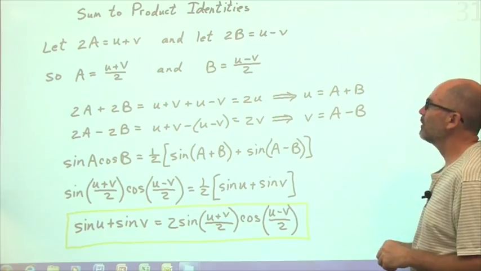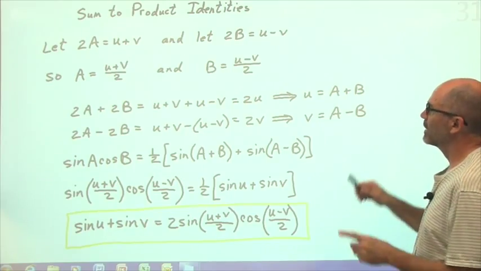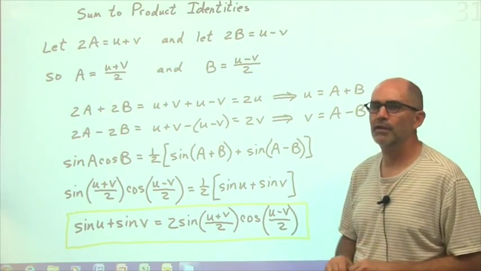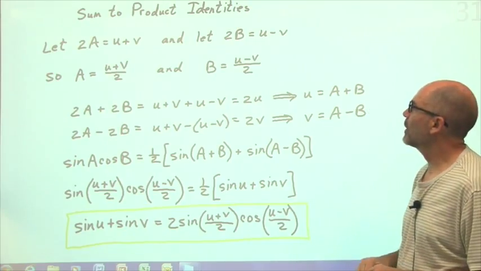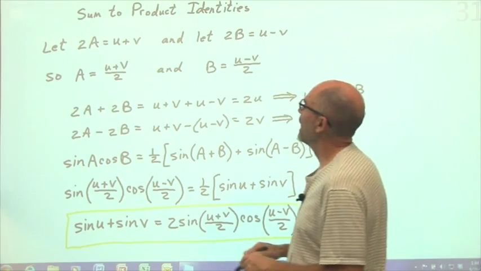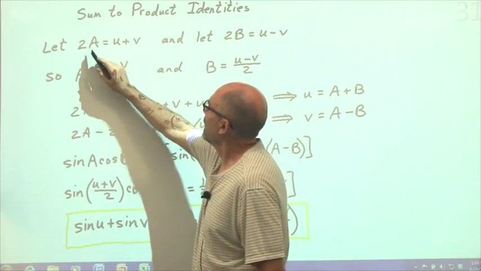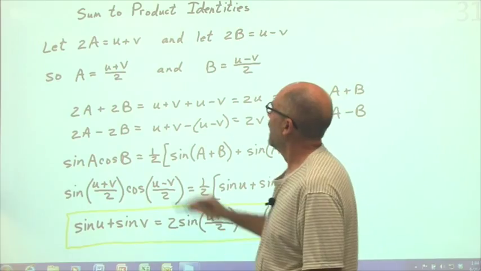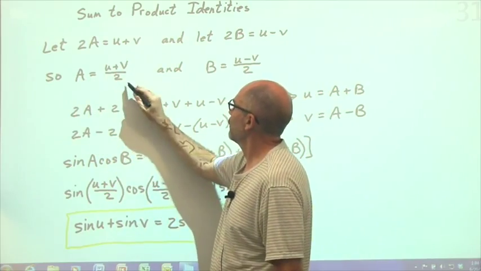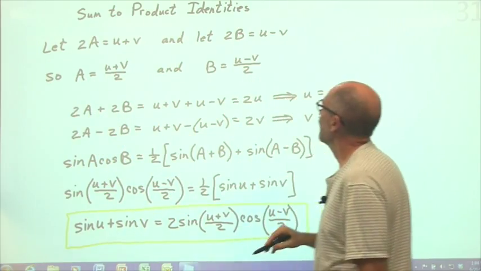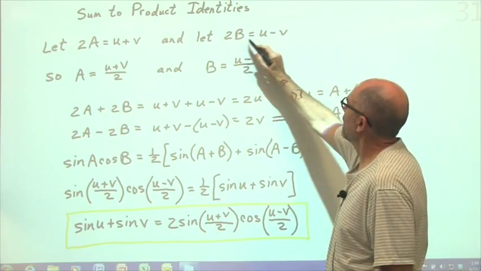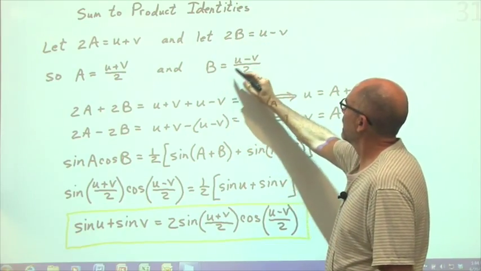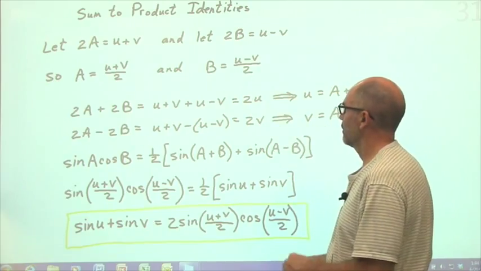So we've gone from product to sum. Now what if we want to go from sum to product? Okay, this one, we're saying let 2a equal u plus v. And that means a equals u plus v over 2. And then we're going to let 2b equal u minus v. So b equals u minus v over 2.